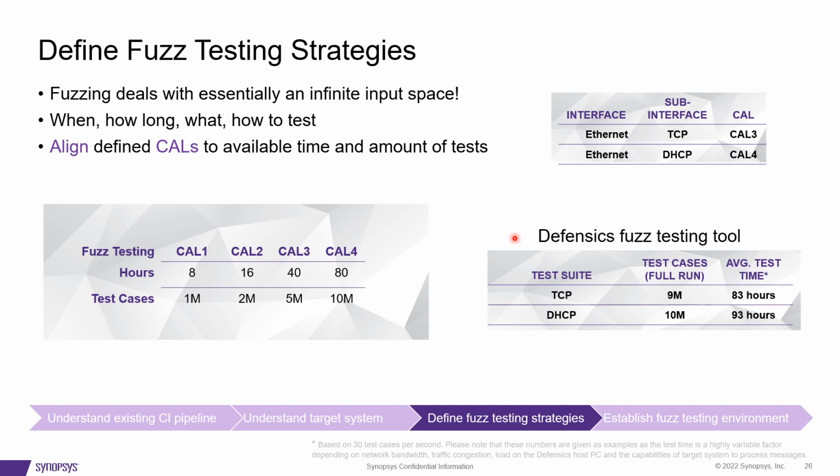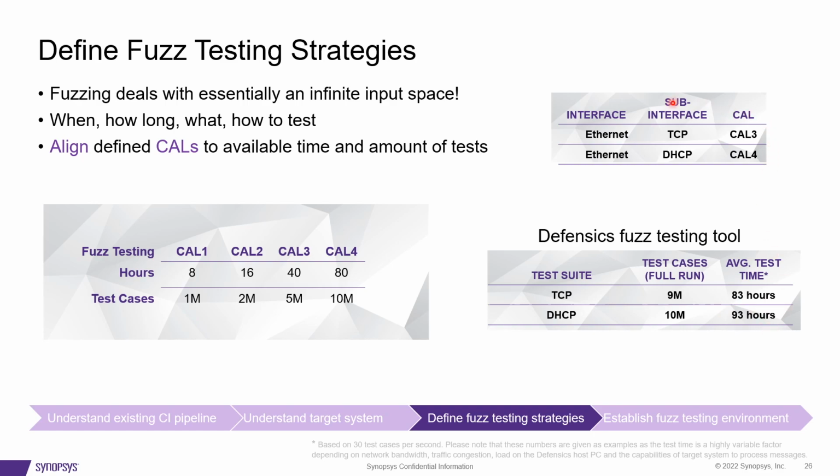Just to give an idea of how many test cases we could run using the Defensics fuzz testing tool, for the respective test suites for TCP, in the full run configuration, we have 9 million test cases with an average test time of 83 hours. Please note that this average test time depends on the communication workload, the bandwidth, the time it takes to process the messages on the target system, and the host PC that's running Defensics as well. And for our DHCP test suite, we have 10 million test cases in the full run with an average test time of 93 hours.